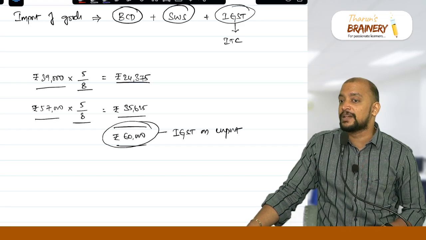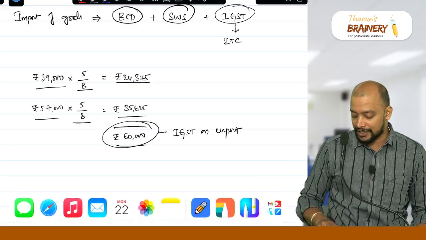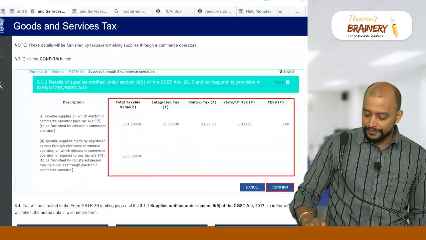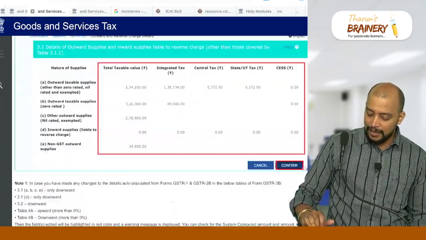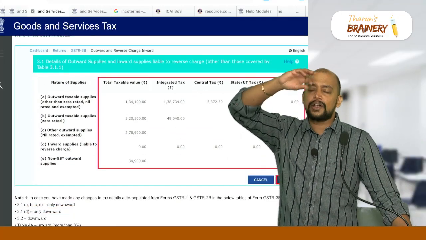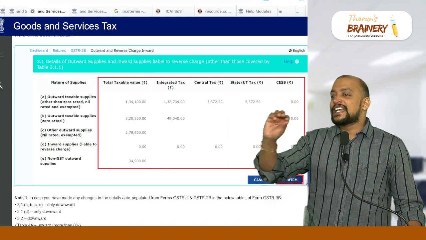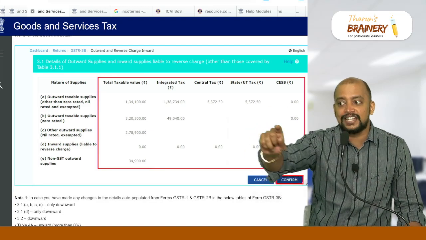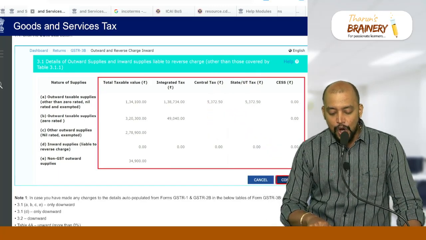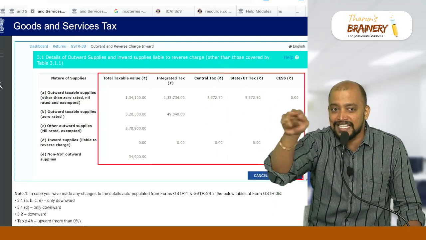This IGST we will pay at the time of export to the GST department. How will the customs department get to know this information? See this, in GSTR 3B table 3.1, we have to enter the details of outward supplies. This is a common mistake that a number of people are making today: they will show this liability, IGST on export 60,000, along with the regular liability, and show 96,000 under outward taxable supplies. In one line itself they will show it in table 3.1a.